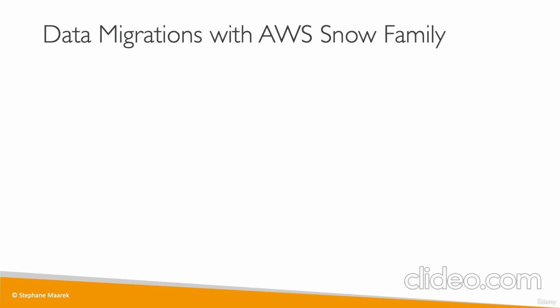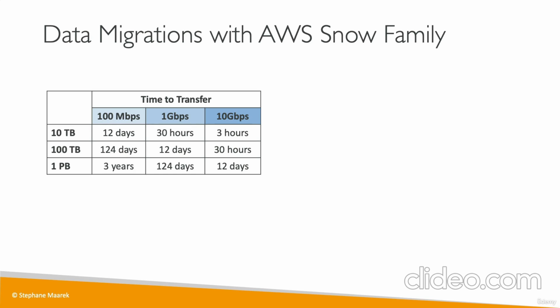So why do we want to do data migration with the AWS Snow family? Well, if we look at the time it takes to transfer a lot of data over the network, it can take a lot of time. So for example, if we want to transfer 100 terabytes over a 1 gigabits per second network line, it will take us 12 days to achieve it. Okay. And so obviously, if we do a petabyte, it will take forever and so on.